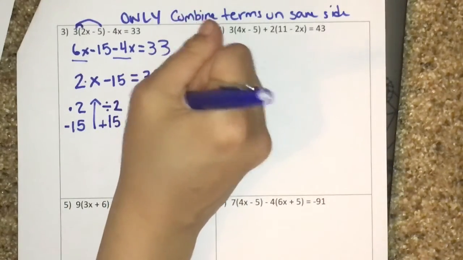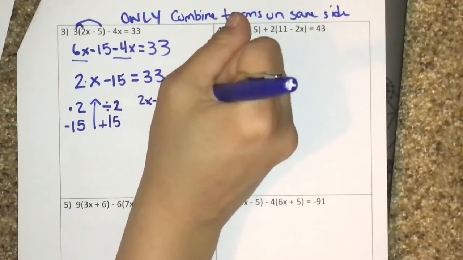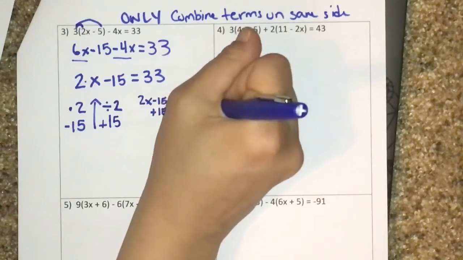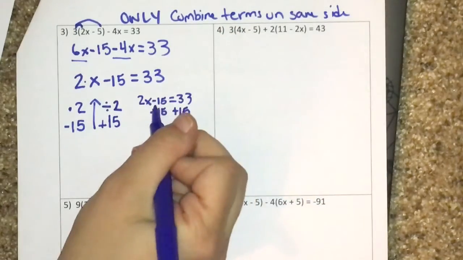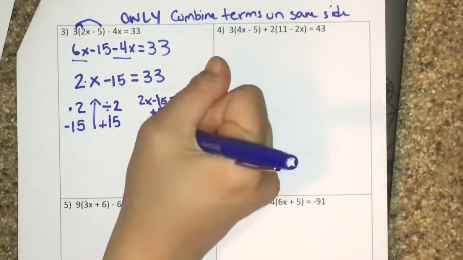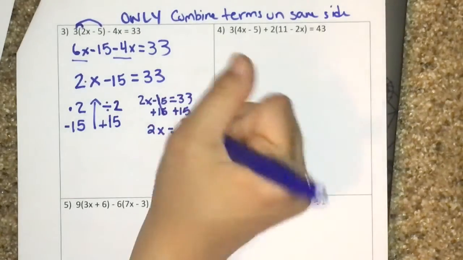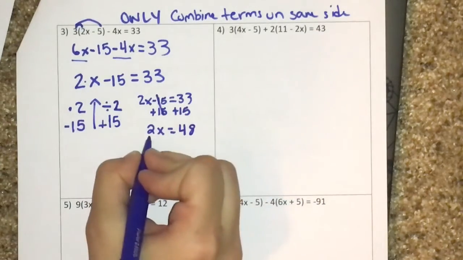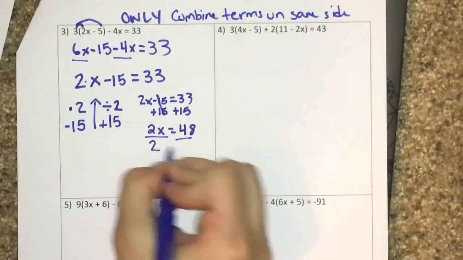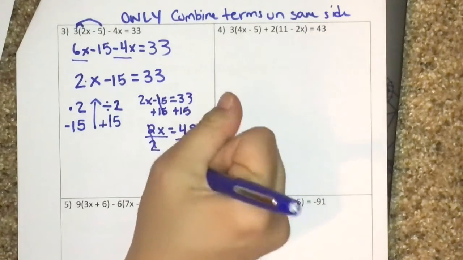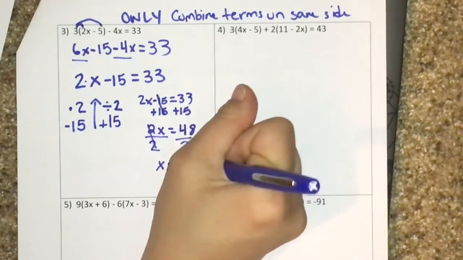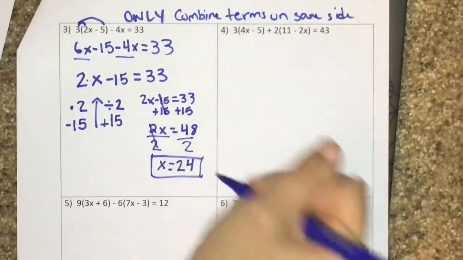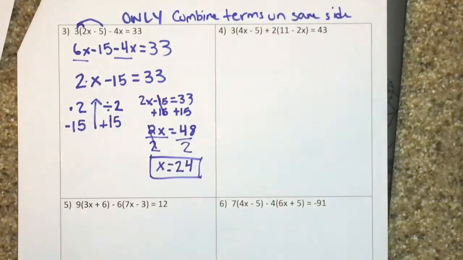So we have 2x minus 15 equals 33. So add 15, I'm doing the inverse operation. Notice that whatever I'm doing to one side, I'm doing to the other side. 2x is going to equal 48. Then, instead of multiplying by 2, I said I needed to divide by 2. So x is going to equal 24. Right? Whatever I do to one side, I have to do to the other.